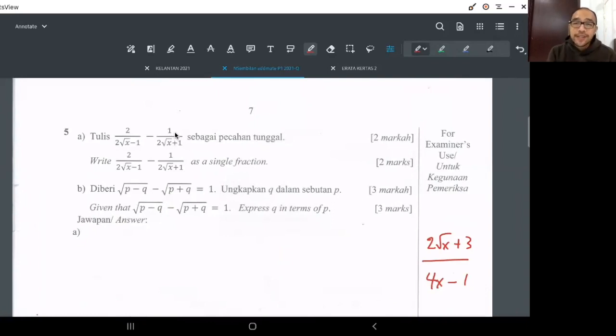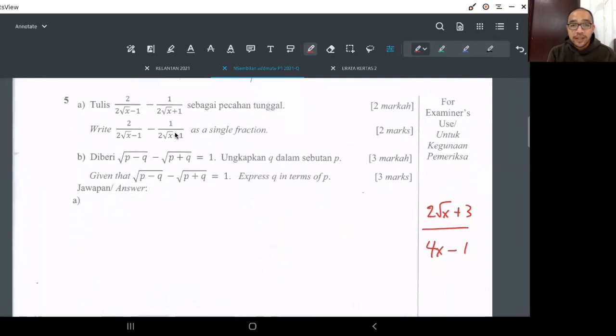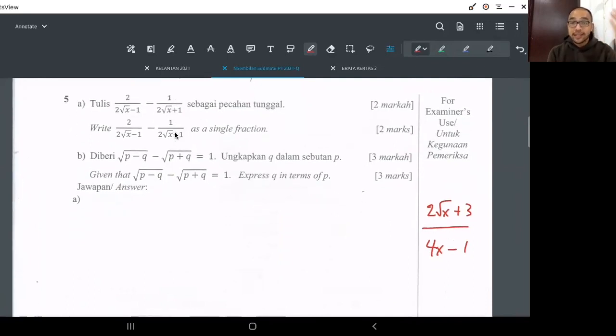Number 5 can be an easy question. As you can see, it is the third question, and the 2-mark question is an easy one. All you have to do is conjugate, rationalizing the denominator. So you rationalize the denominator and then it can be done.